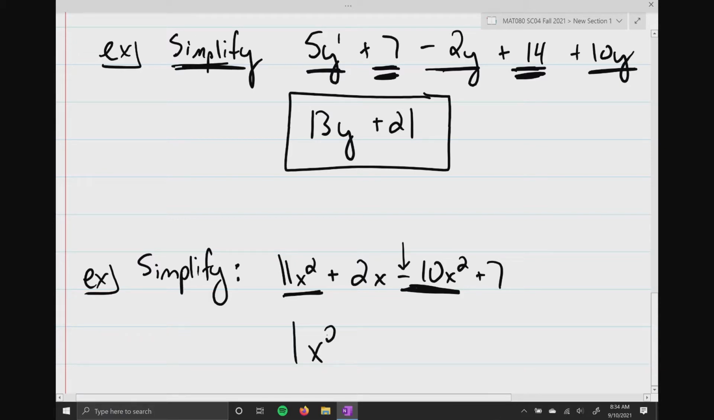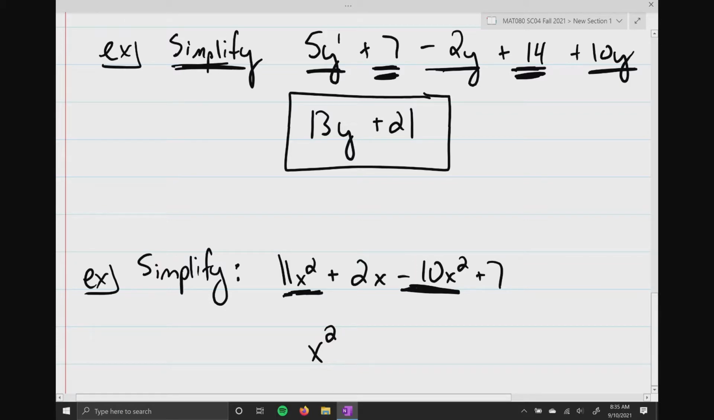x squared. Now, you don't have to write the 1 if you don't want to. I mean, I have a pen in my hand. Do you see a number 1 in front of it? I know it's silly. But if I said I had a pen, you would assume I got at least 1. So if you want to leave it as x squared, that's fine with me.